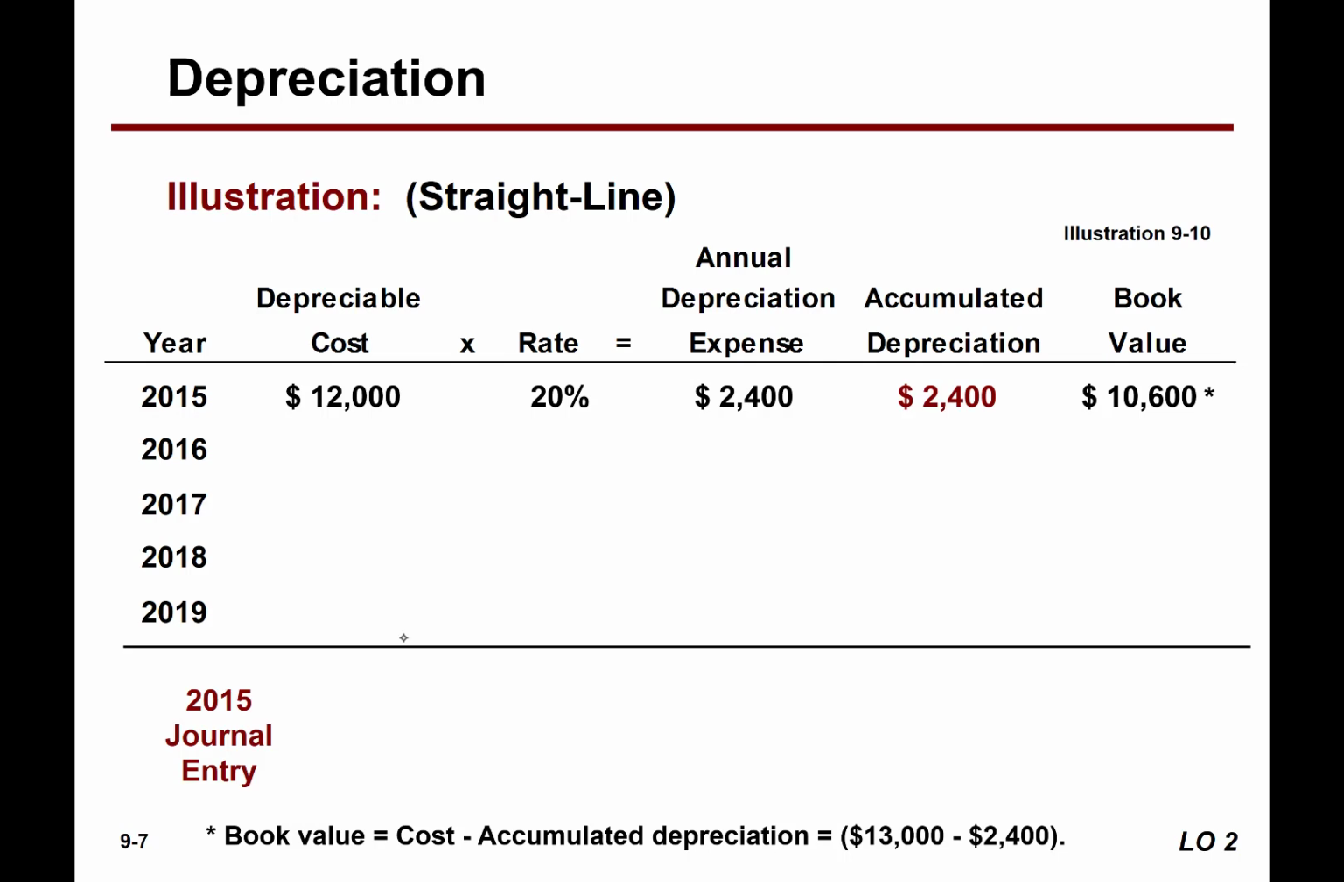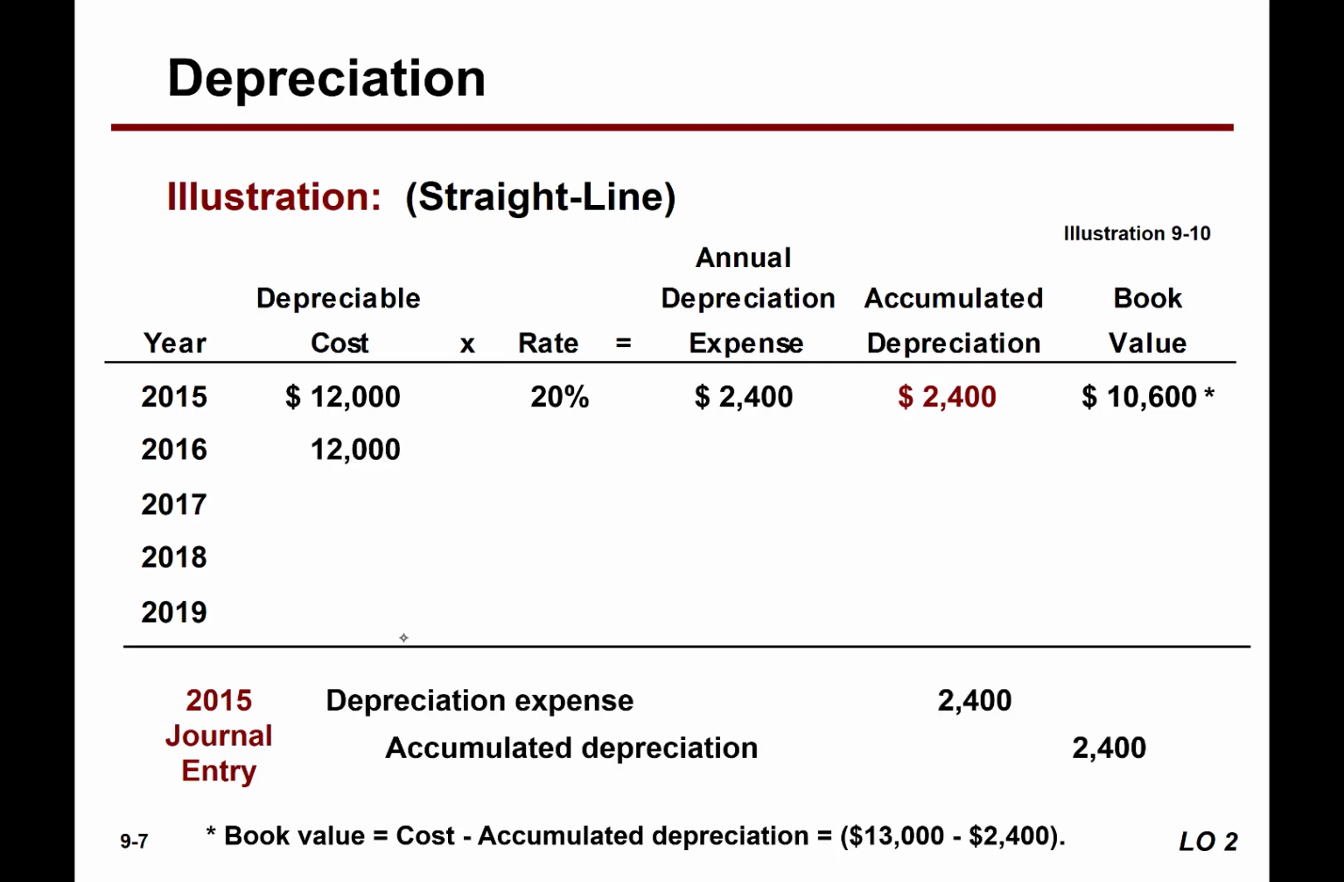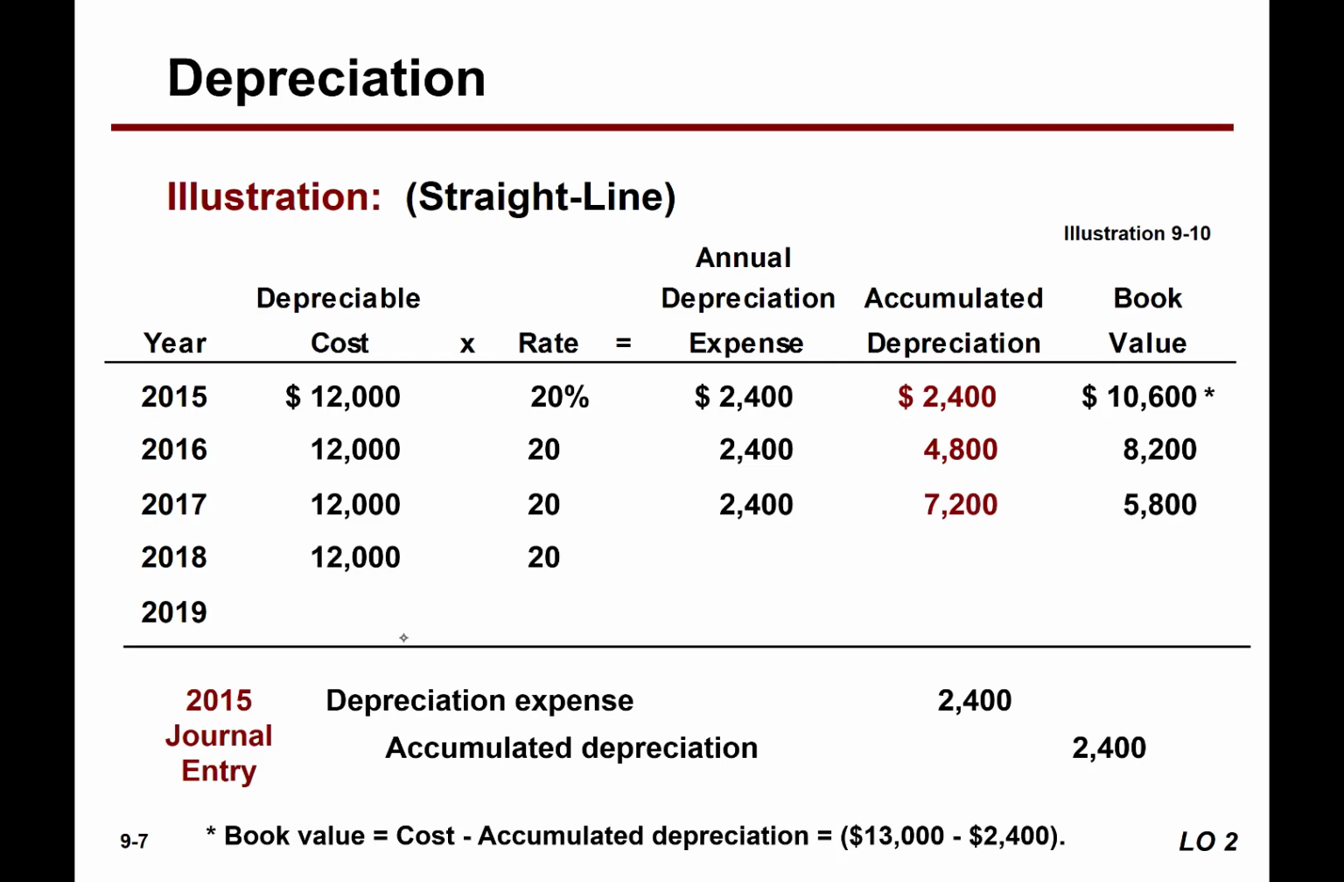Okay, now I come over and I just keep doing this, guys. Each time my accumulated depreciation goes up by the amount of my depreciation expense, doesn't it? My depreciation expense stays at $2,400 each year. The accumulated depreciation goes up by the $2,400, and the book value goes down, until it reaches the salvage value. It's going to be $2,400 every year.